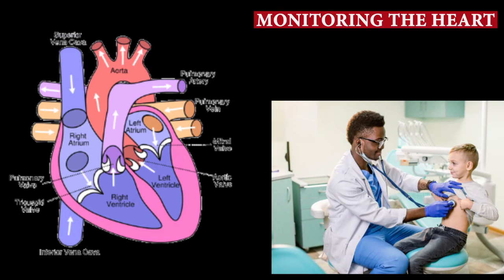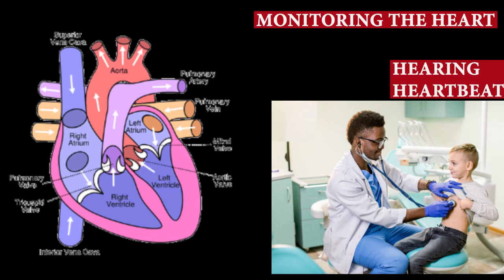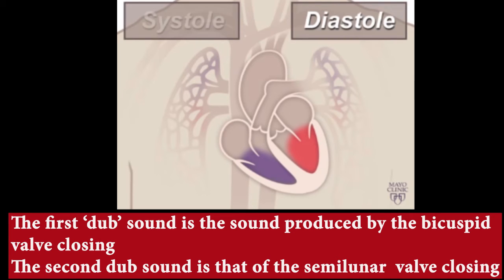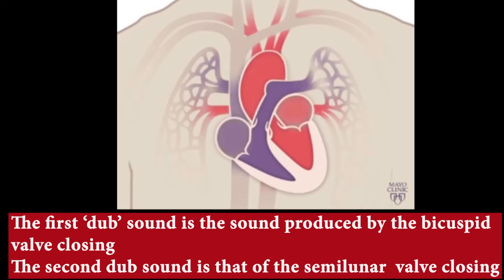Number 3, a heartbeat. A device called the stethoscope is used to amplify the sound of the heartbeat. A heartbeat is made up of 2 sounds, which sounds like this: dub, dub. The first sound is the bicuspid valve closing, and the other sound is made by the closing of the semilunar valve.